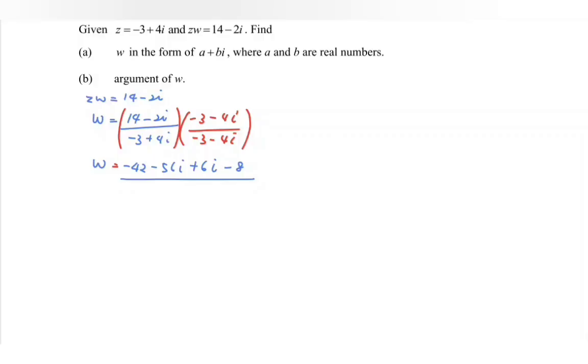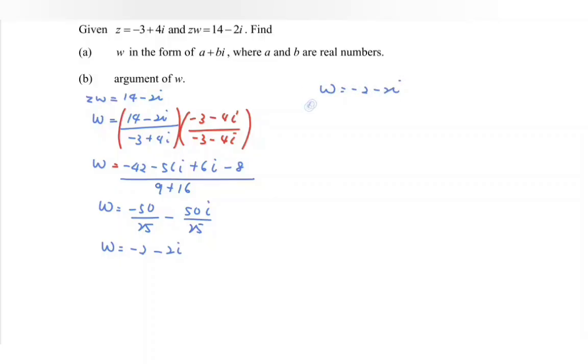Make use of the formula. We have 3 squared, which is 9, plus 4 squared, which is 16. So w will be equal to negative 50 over 25, and then minus 50i over 25. So w will be equal to negative 2 minus 2i. That is w in the Cartesian form a plus bi. Next is to find the argument of w. For example, w is equal to negative 2 minus 2i.